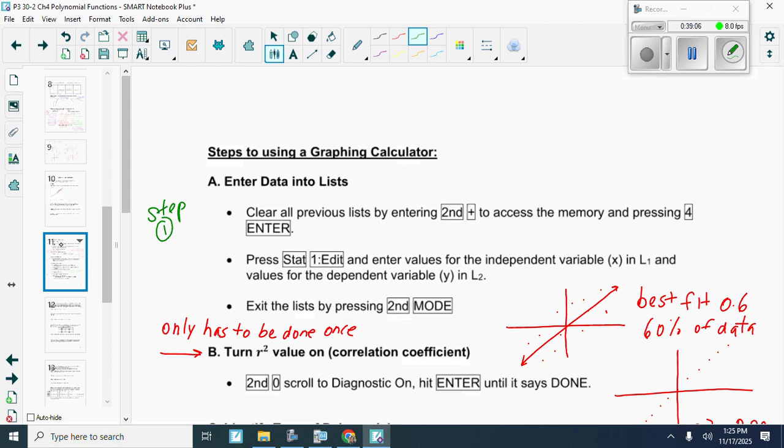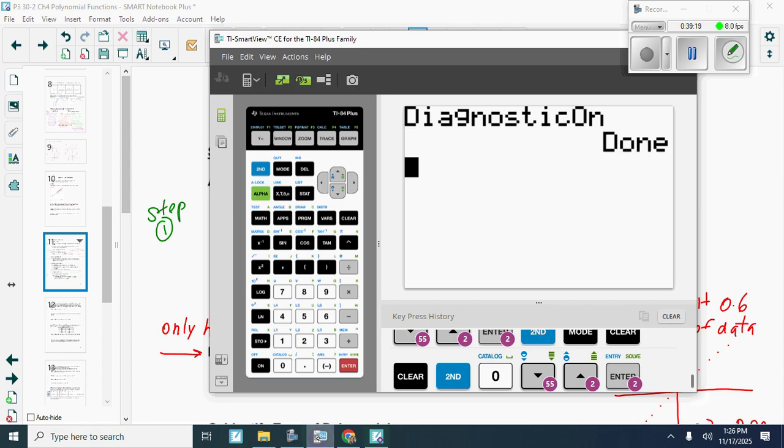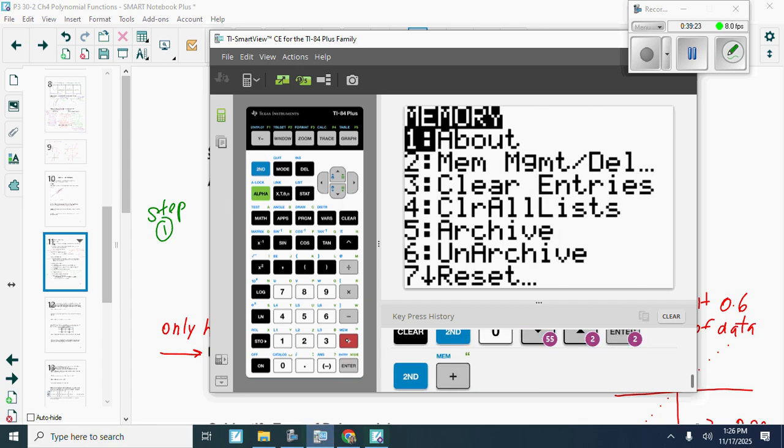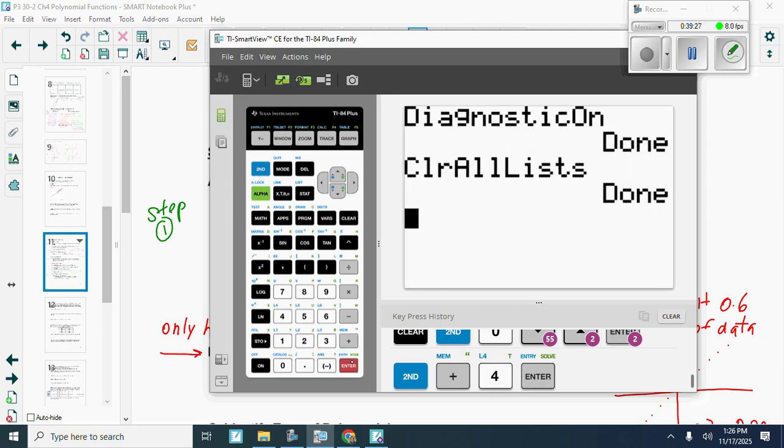So look at the previous page. We're going to enter data into lists. First we're going to clear our lists, just in case you have something left from last year when you were fooling around on your calculator. Go to your calculator, press second plus, and hit number 4, clear all lists. Done. Awesome.